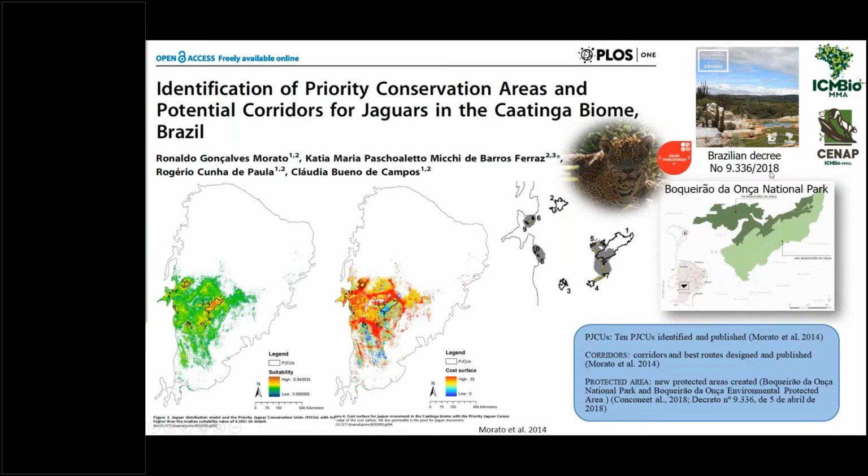And in 2018, the model results helped the creation of a new protected area. So Boqueirão da Onça National Park was designed using the suitability model, also confirming the effective use of the SDM for improving species conservation.